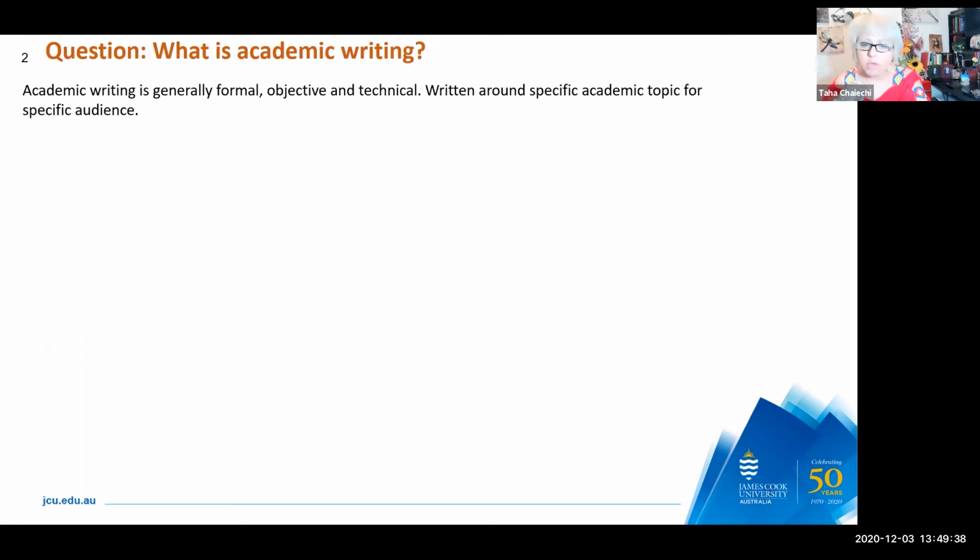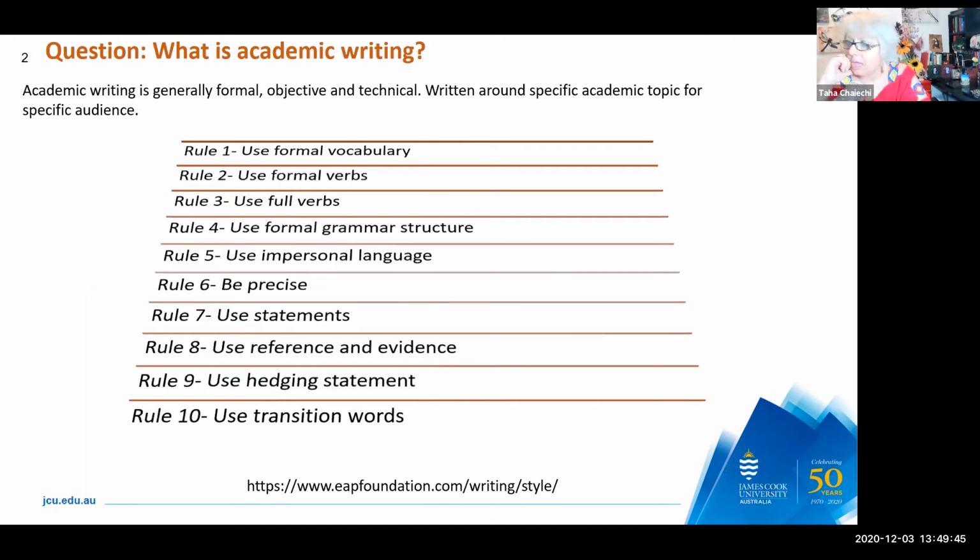Now, so what do we do? How do we follow the right rules of academic writing? I have borrowed 10 rules that are offered by EAP Foundation. It's a kind of international foundation around literature and writing. And I will share this link, of course, after the presentation with you. You can go and explore the website. There are 10 rules, and I have seen lots of universities follow these 10 rules as a benchmark for academic writing. So let's see, what do they say?